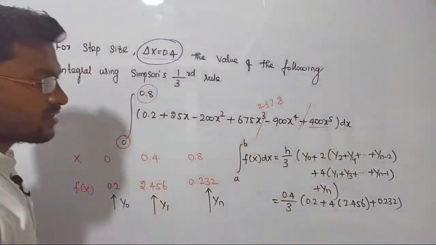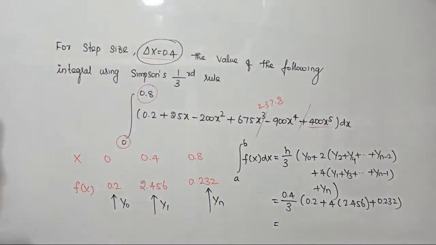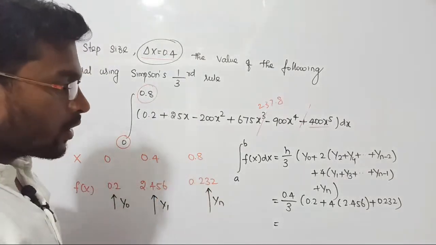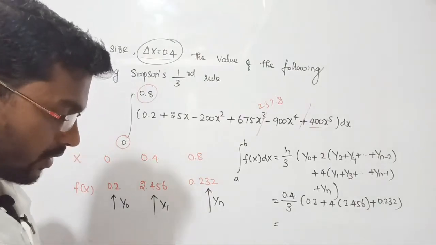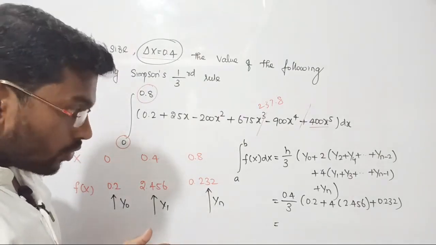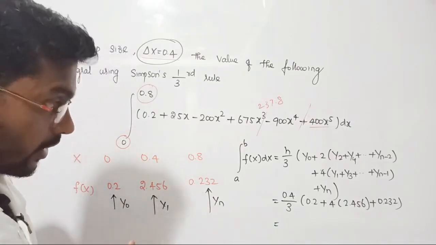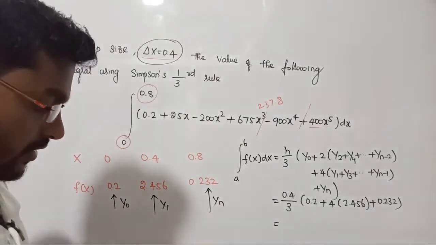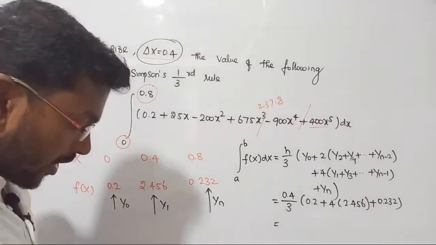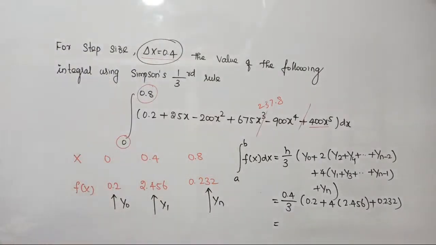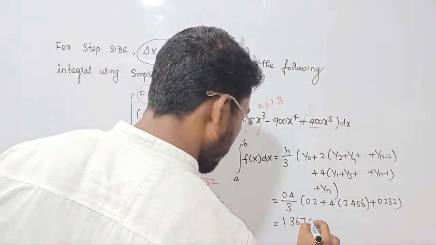So let us reduce this in order to bring the answer. You please do it by yourself. So finally 0.232 plus we should add 0.2, right? Plus, in bracket, 4 into 2.456. I think I am correct. Yes, I am getting 10.256. I have to multiply by 0.4 and divide it by 3. I am getting 1.3674, right? So the answer that I am getting is 1.3674.